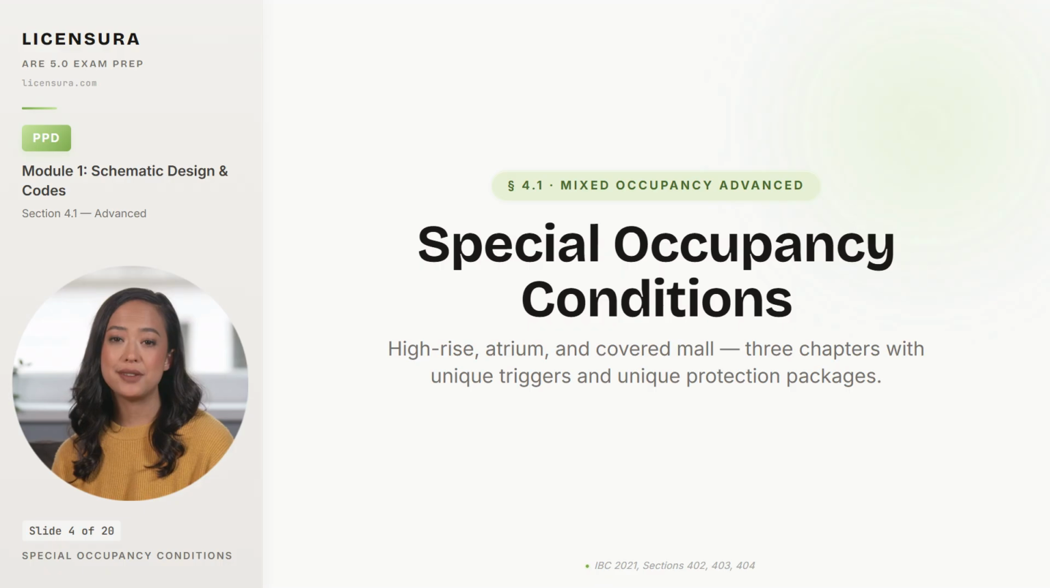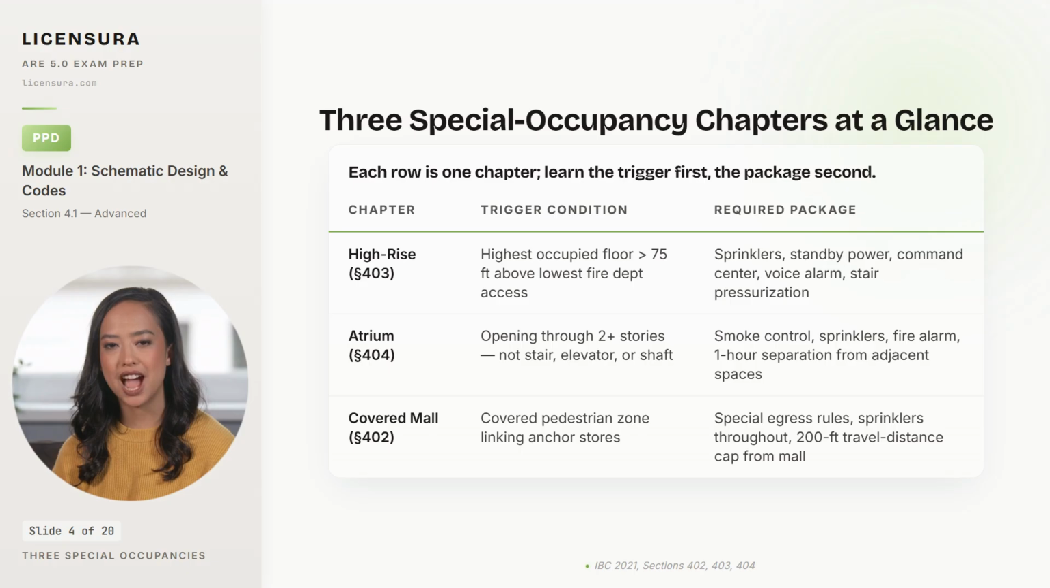Fail this on the exam and you lose multiple linked questions. Miss it in practice and you get sued by the owner when the redesign blows the schedule. The 3 triggers and 3 packages are best learned in a side-by-side table. High-rise under Section 403 is the most tested of the 3.